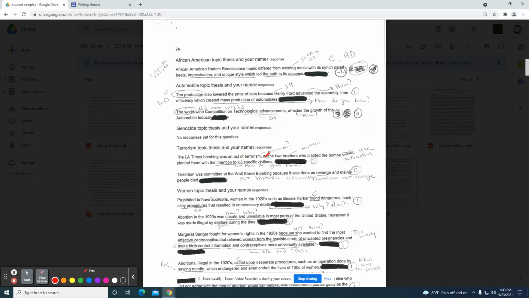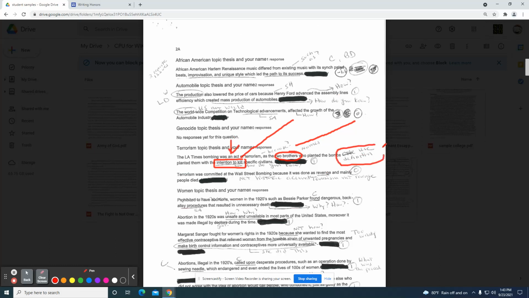The LA Times bombing was an act of terrorism because, and I don't know what the research suggests here. Like, what is your evidence? As the two brothers, not specific. Who exactly are we talking about here? Who planted the bombs with the intent to kill specific civilians? Now, how do you know they had the intent to kill? Did they write any manifesto? Did they leave any notation behind about why they were doing what they're doing? Otherwise, this right here is just speculation.